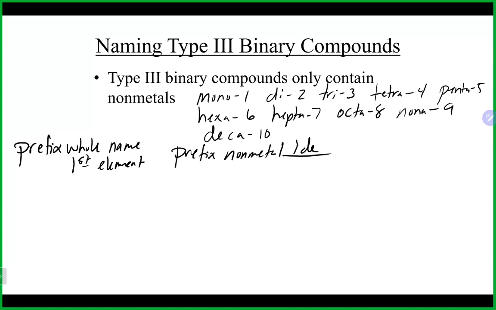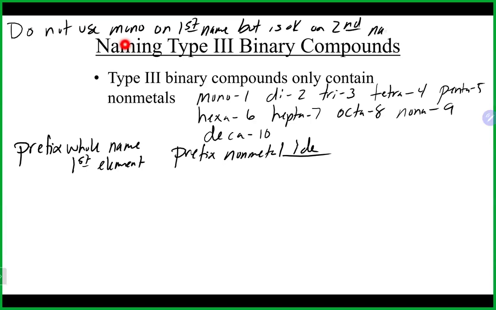There are a couple of rules that we follow when we're doing this. The first major rule is we do not use mono on the first name. But it is okay on the second name. So you could do it on the second name, but not the first name.